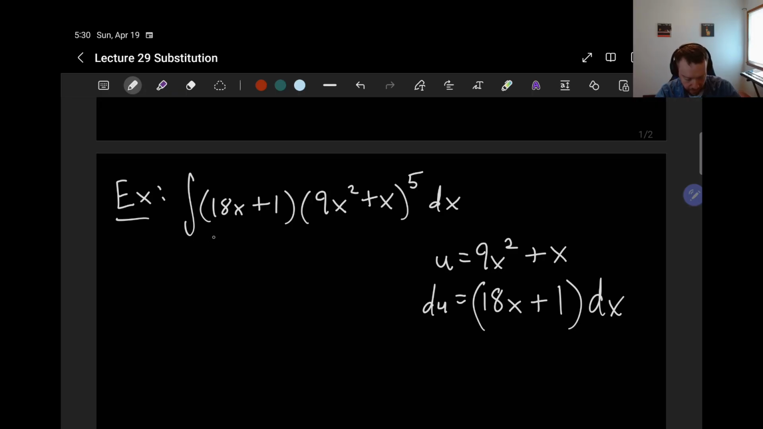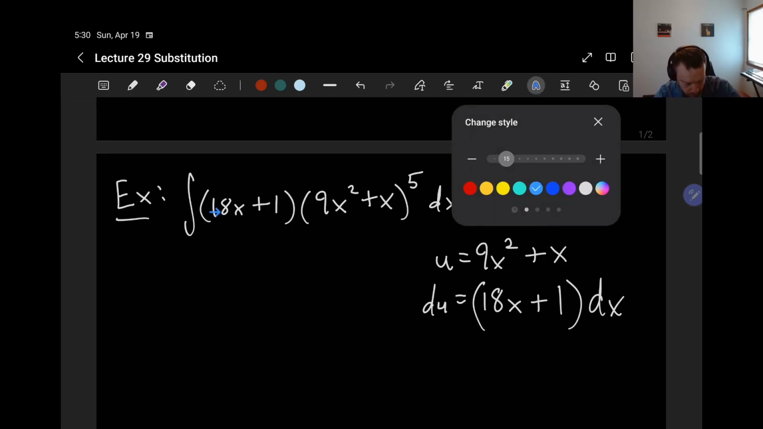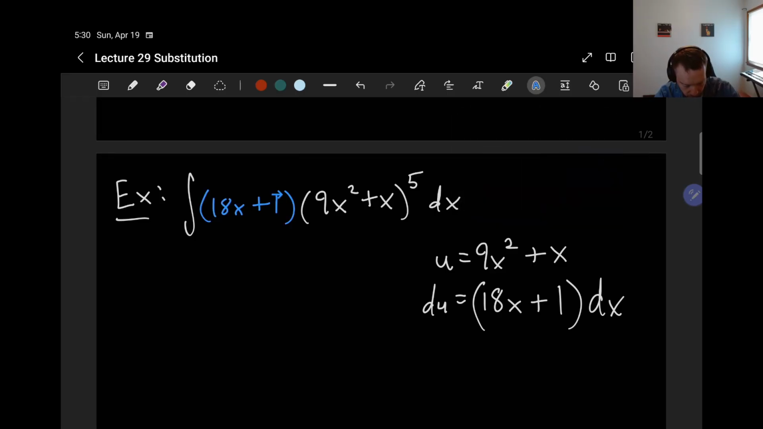And notice we have those pieces sitting here. Maybe I'll highlight. Got 18x plus 1, and I've got dx. And, well, that is du. And then this part is left, but that works well with our new u variable, because this is just u to the fifth. So u to the fifth du leads to a much simpler looking integral.